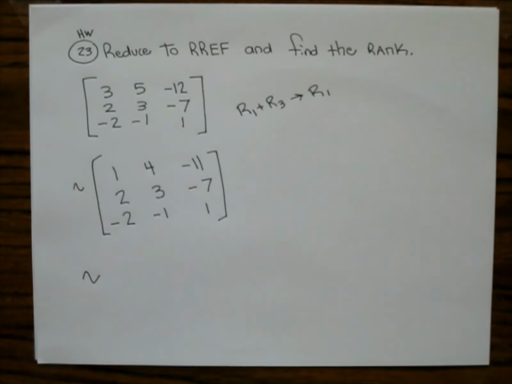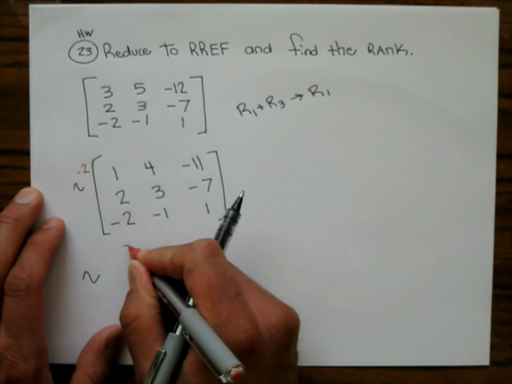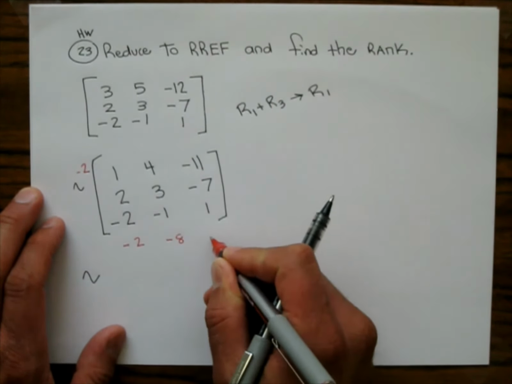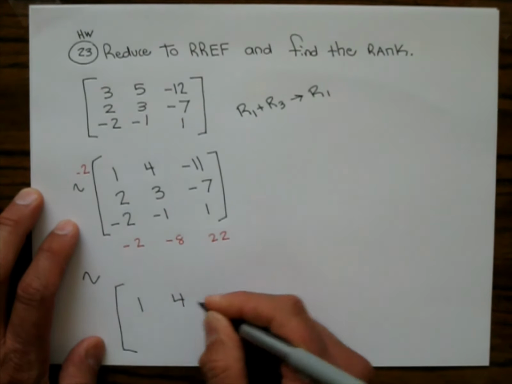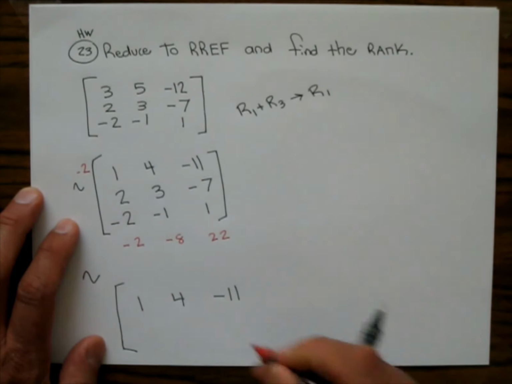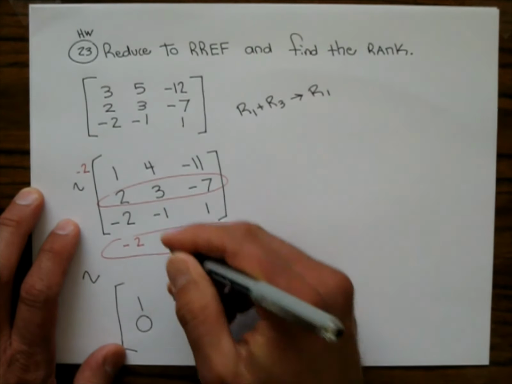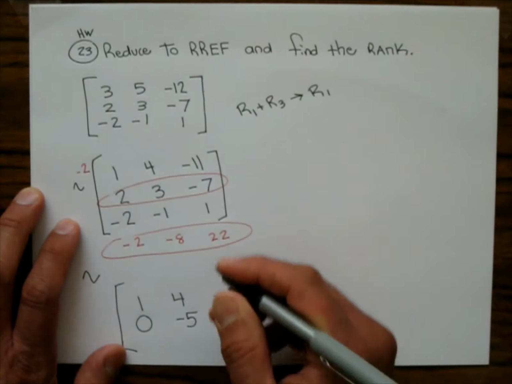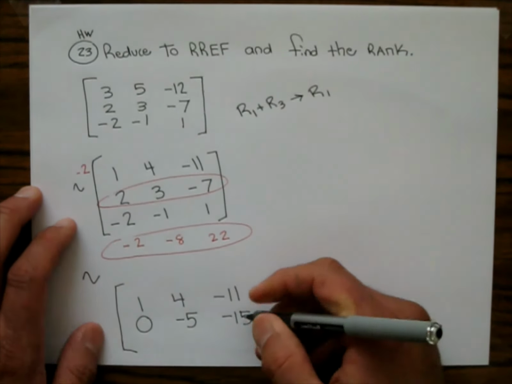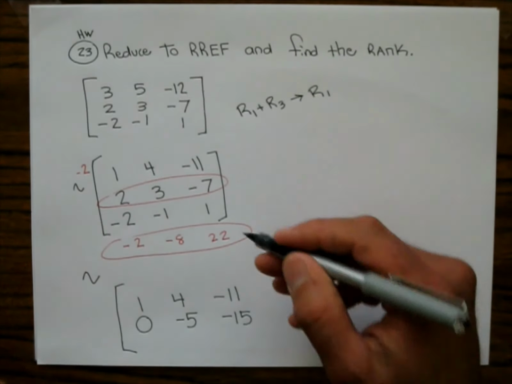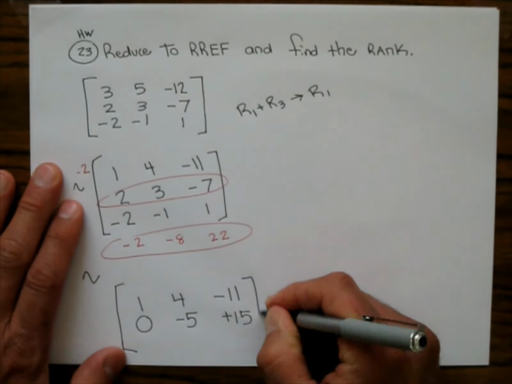Now I want to multiply row 1 by negative 2, and this gives me negative 2, negative 8, positive 22. And so I have 1, 4, negative 11. I'm going to add this to this. So this gives me a 0, a negative 5, and a negative 15. It's not negative 15, I'm sorry, it's a positive 15. There we are, because 22 minus 7.